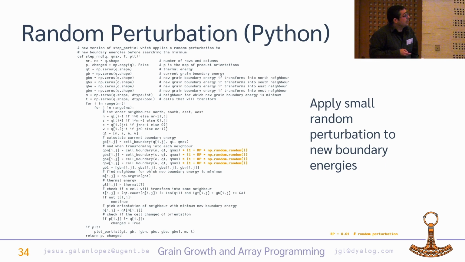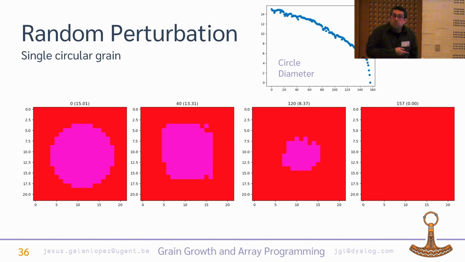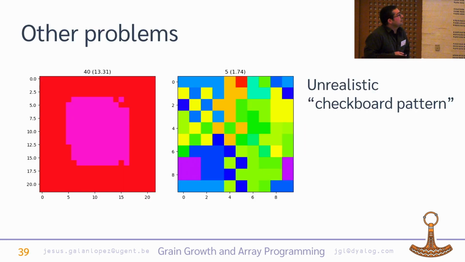Okay, we do this, and then now the neighbor that they choose is random, and they check the results, and it works. So, yeah, they did great. They replicated the model. This is what they have to do. But of course, we asked them to go a bit further. And there are other problems with this model.